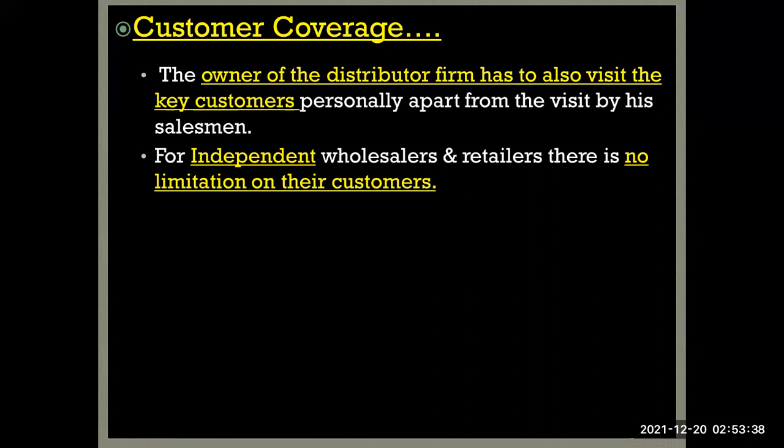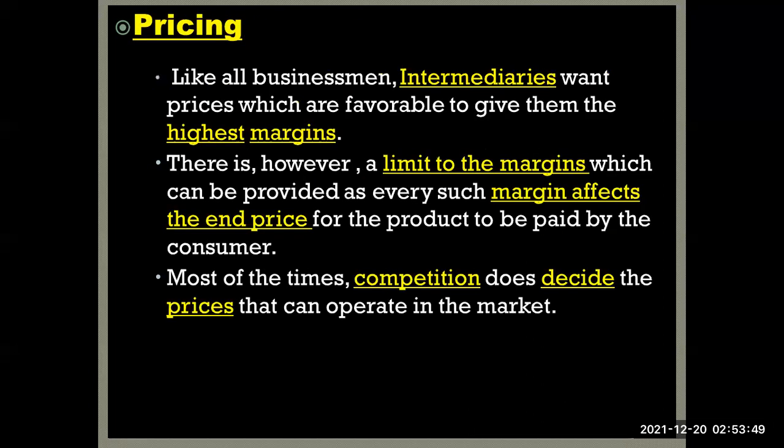For independent wholesalers and retailers, there is no limitation on their customers. So independent wholesalers and retailers, they are helping the company. So we should not keep any limit on selling the product.